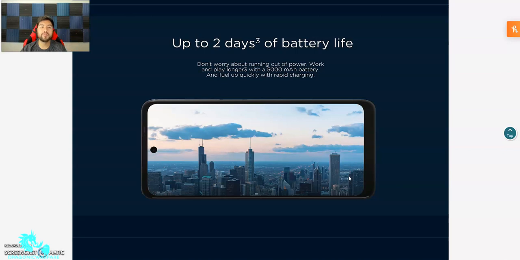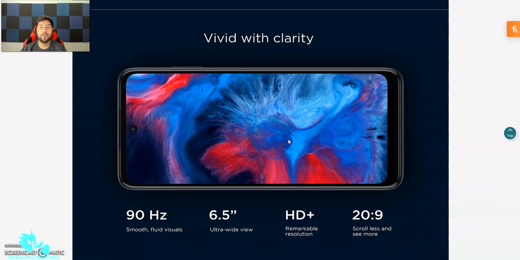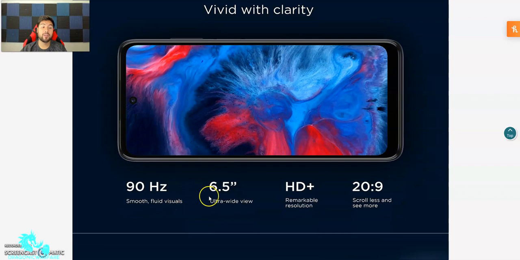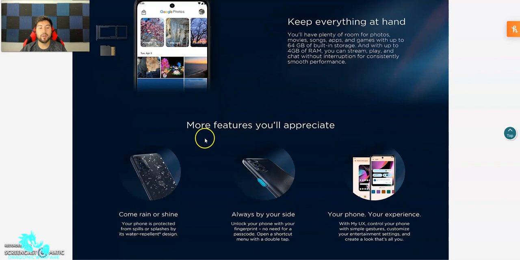Of course, 2 day battery, it says don't worry about running out of power. Work and play longer with a 5,000 milliamp battery and fuel up quickly with rapid charging. So of course, you're looking at the phone a lot, so you want to look at the screen. It is a 90Hz smooth and fluid visuals, 6.5-inch ultra-wide view, HD remarkable resolution, and it's a 20x9 resolution. So pretty cool. Keep everything at hand. You can put a micro SD card in there, so it says plenty of room for photos, movies, songs, apps, and games with up to 64 gigs of built-in storage and up to 4 gigabytes of RAM. So not bad at all.